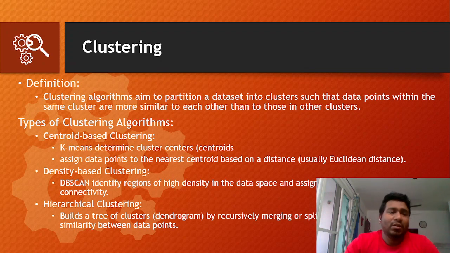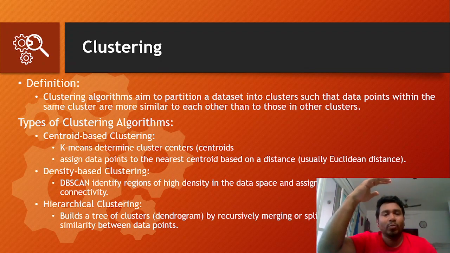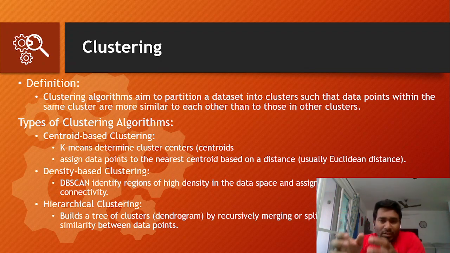And the second one is of type density-based clustering. DBSCAN identifies regions of high density in the data space and assigns points to clusters based on connectivity. So you will have this density-based cluster. And hierarchical clustering, you know what hierarchy is? You will have a tree-based structure where you have a root node and then child nodes that further drill down to final leaf nodes. Okay, so this is one type of clustering, right?